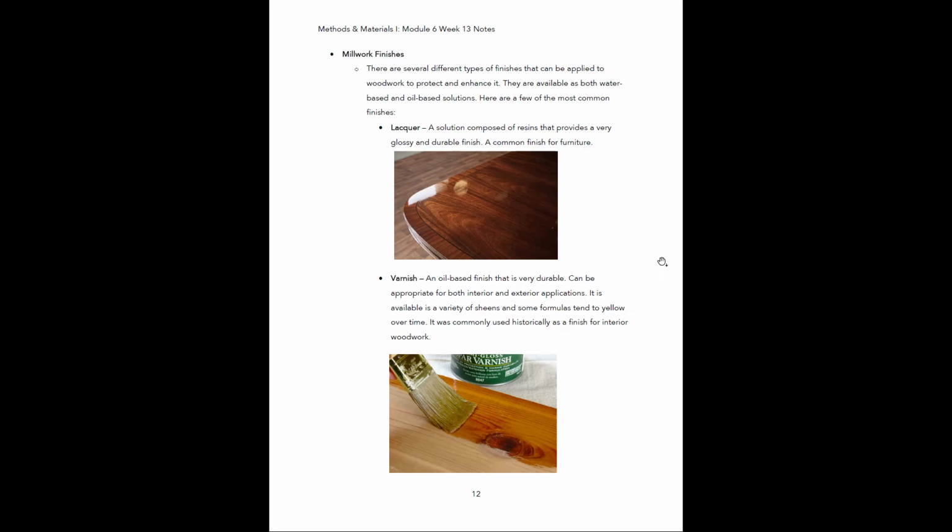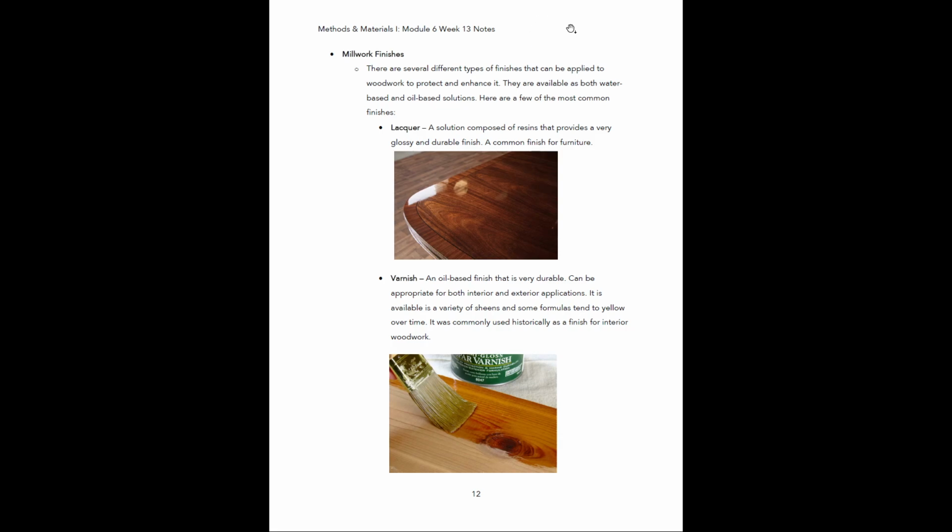All right, so then the last thing we are going to discuss in this module is types of finishes that can be applied to woodwork. Now, this is probably something you touched on in maybe your furniture design class, but we're just going to run through it here again as it's a part of the reading. So there are several different types of finishes that can be applied to woodwork to protect and enhance it. They are available as both water-based and oil-based solutions. Here are a few of the common finishes.